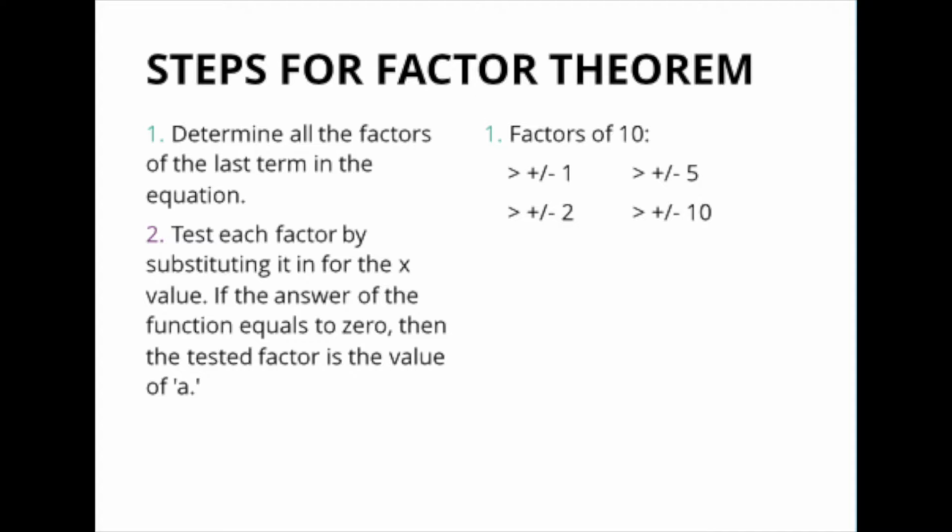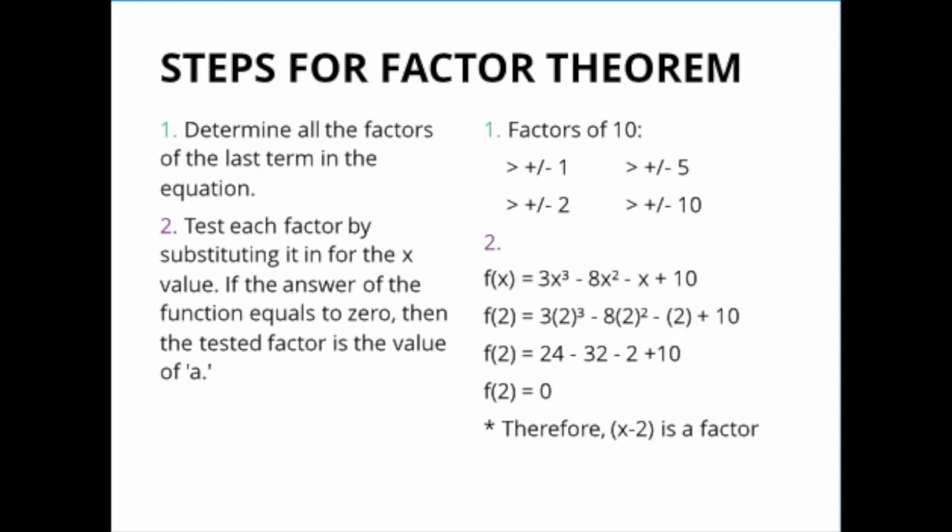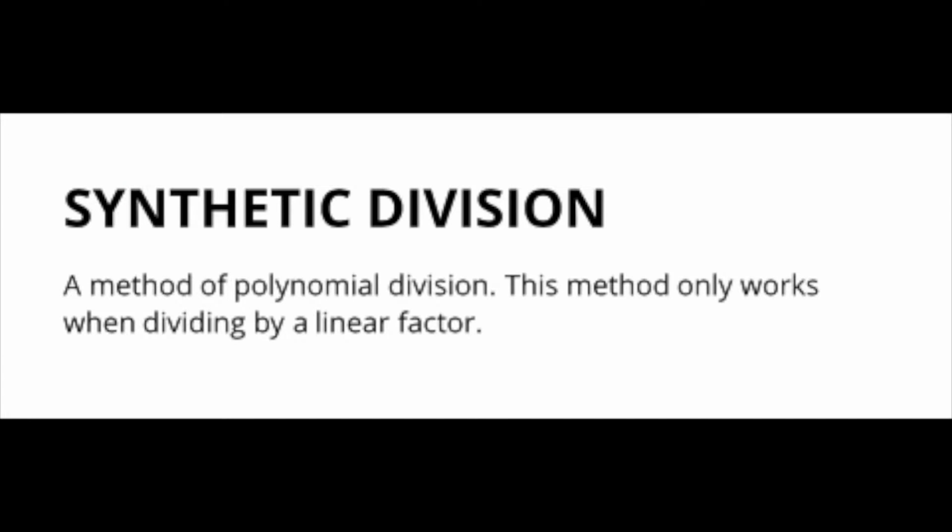Then we must test each factor by substituting in for the x value. If the answer of the function equals 0, then the tested factor is the value of a. After doing a couple of trials, I determined that f of 2 equals 0, so therefore x minus 2 is a factor. Now, using synthetic division, we're going to find the other factor. Synthetic division is a method of polynomial division. This method only works when dividing by a linear factor.